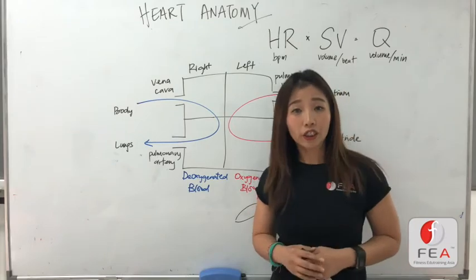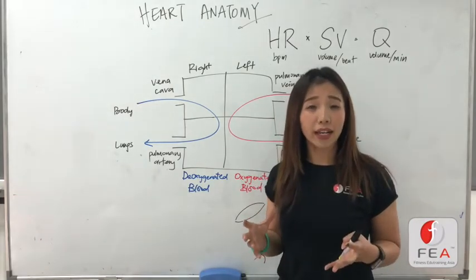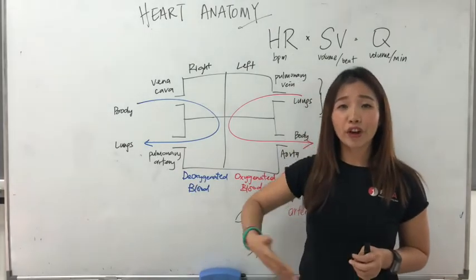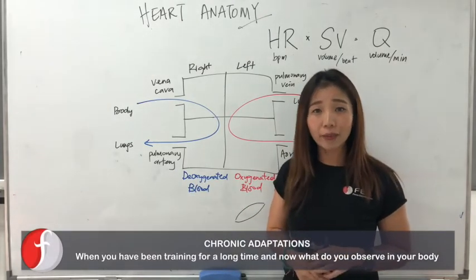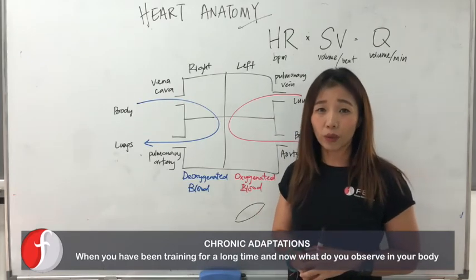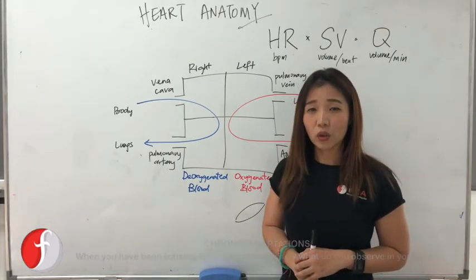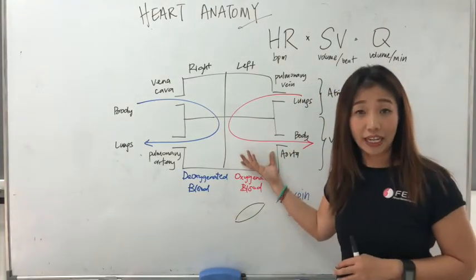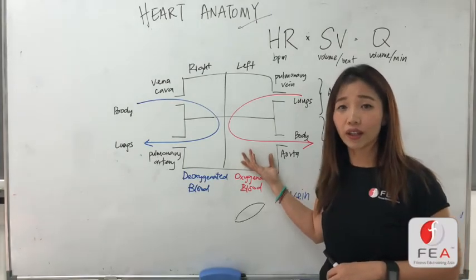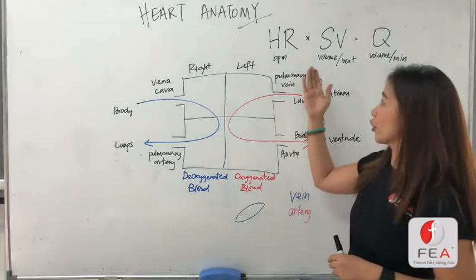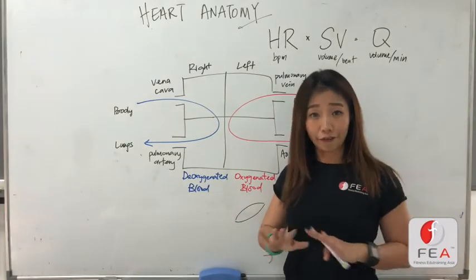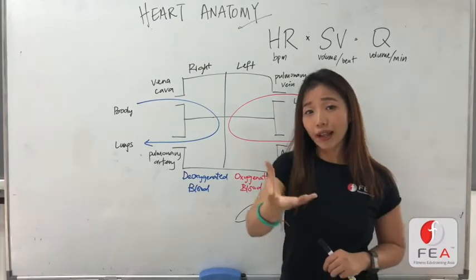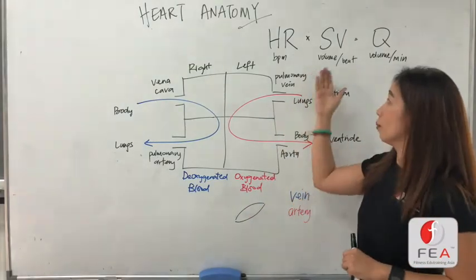Now, that was short term, meaning what happens immediately when you're exercising. We are now talking about long term. That means you have been training for a long time, and now what do you observe in your body? We call that chronic adaptation. You will realize that your heart is going to get stronger. And when your heart gets stronger, at rest your stroke volume is going to increase, because with your heart being stronger, every pump is going to give you a bit more blood.